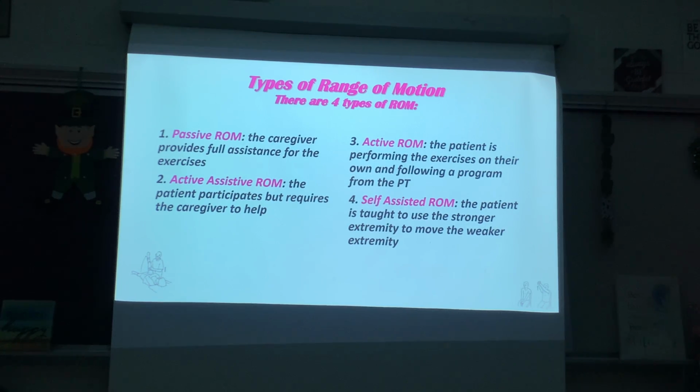There's all different types of range of motion. The pictures over here, this one in the right corner is actually displaying self-assisted range of motion. And this picture over here actually could be active assistive range of motion or passive range of motion, okay? We don't really know how much strength this caregiver is actually providing.